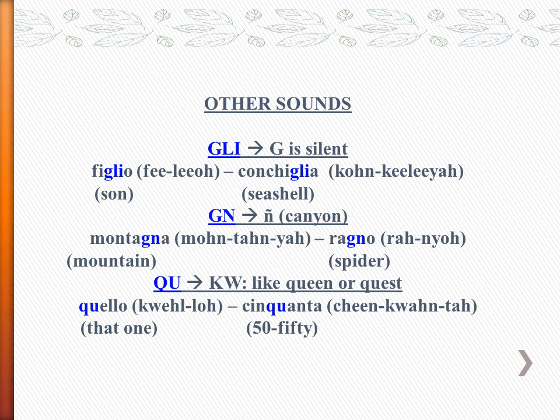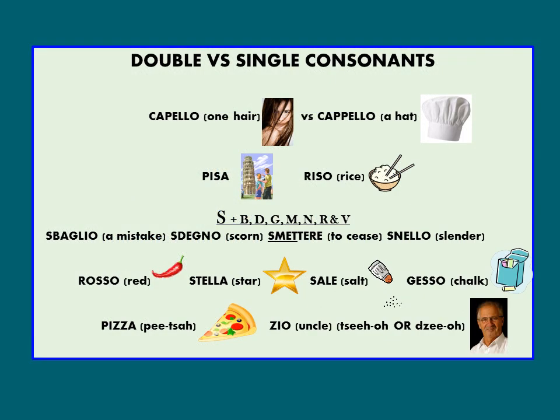When the letters GLI appear within a word, the G is almost always silent. Example, figlio, conchiglia. Also, the letters GN give a ñ sound, like the Spanish N with a tilde, or in the word canyon. Examples would be montagna or ragno. The combination QU is always pronounced as KW, just as in the English queen or quest. Example Italian words would be quello and cinquanta.